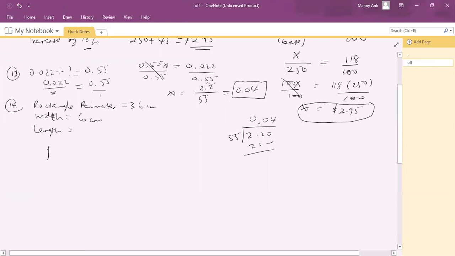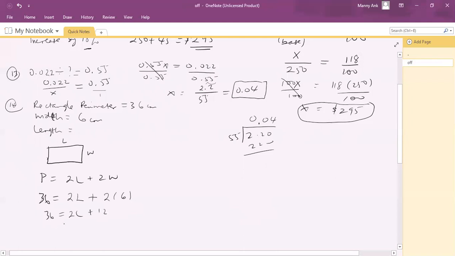So since you're doing a rectangle, we know that we have length and width, right? So the perimeter of a rectangle is 2 times the length plus 2 times the width, okay, perimeter of a rectangle. You've been given the perimeter, that's 36. So 36 here is equal to 2 times the length. We don't know the length, so let's keep 2L plus the width is 6. So you have 36 is equal to 2L plus 12.